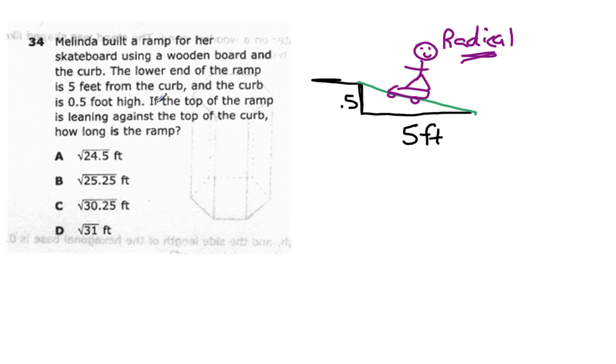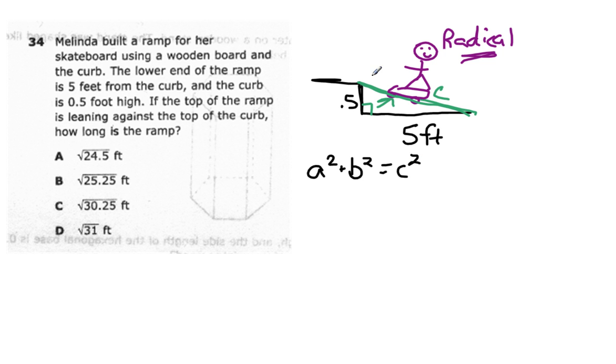If the top of the ramp is leaning against the top of the curb, how long is the ramp? So we want to know what is the length of this piece right here. And so we just need to see what kind of shape did we make here. Hopefully everyone's screaming at their computer. This is a right triangle. And we're solving for the side across from the right angle, so this gets to be C. We have a handy formula that'll help us find the missing sides of right triangles. It looks like a squared plus b squared. Oh, I always do that. Not plus. Equals c squared.